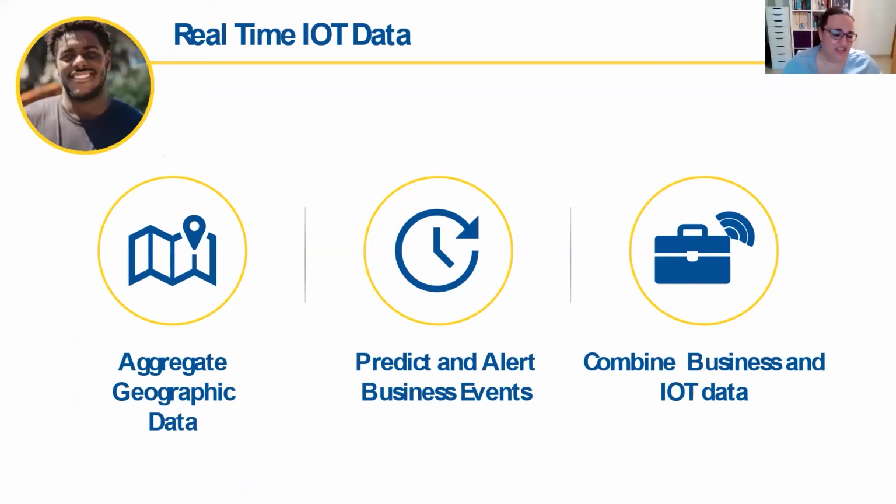So if we summarize this, when we look at real-time data, we want to aggregate geographical data into chunks that people can actually consume. You want to be able to use the data that you have to predict and alert users to business events. And you want to alert the users not only in your application, but also externally, so they know to come in when things are going problematically. And you want to combine business and IoT data in order to close the loop for the user.